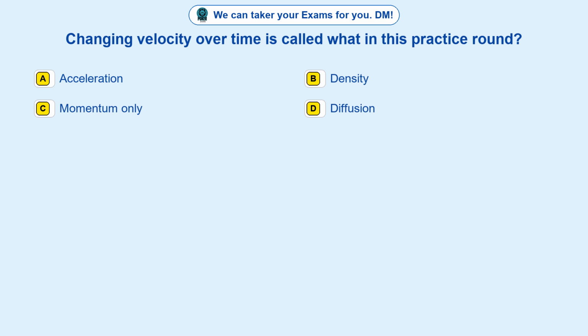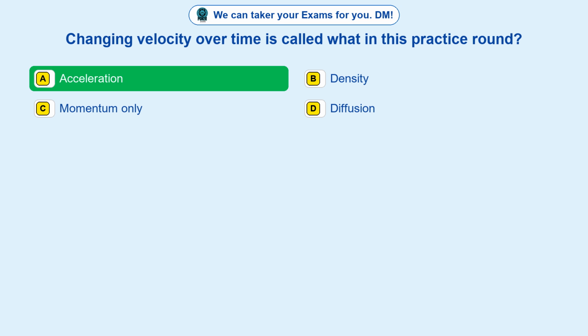Question 56. Changing velocity over time is called what in this practice round? Option A, acceleration. Option B, density. Option C, momentum only. Option D, diffusion. The correct answer is option A. Acceleration.